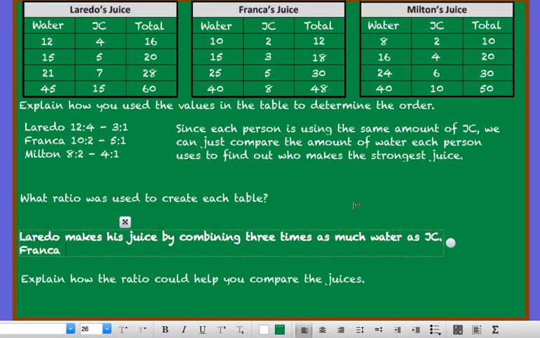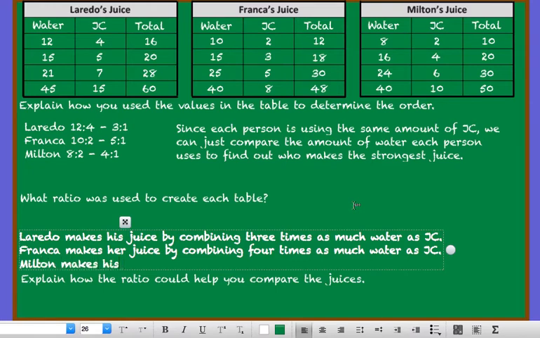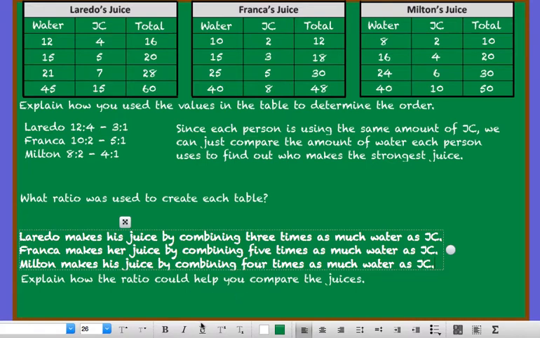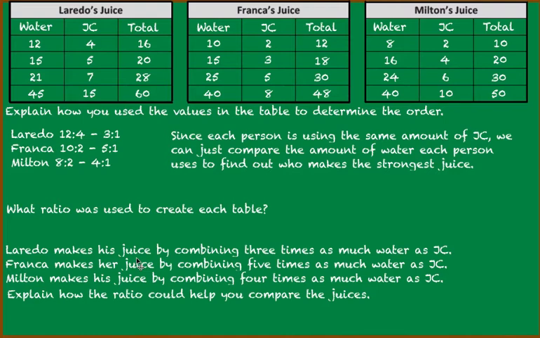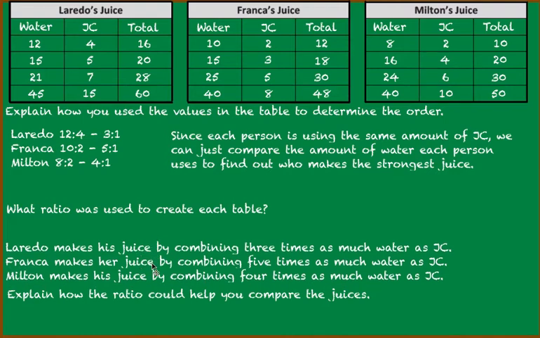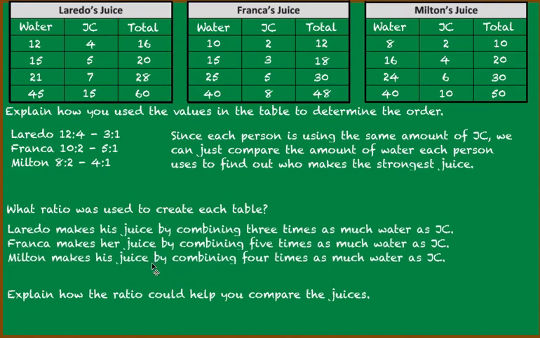All right, so we would say Franca makes her juice by combining, there we go, 4 times as much water as juice concentrate, and Milton makes his juice by combining 5, or I'm sorry, Franca was 5 times as much water, and Milton is 4 times as much water as juice concentrate. Okay, so now we turned it into something that's more descriptive than just saying the ratio is 3 to 1. We're saying that he uses 3 times as much water as he does juice concentrate. So if we know how much juice concentrate he's going to use, we can multiply it by 3 and figure out how much water he would use.